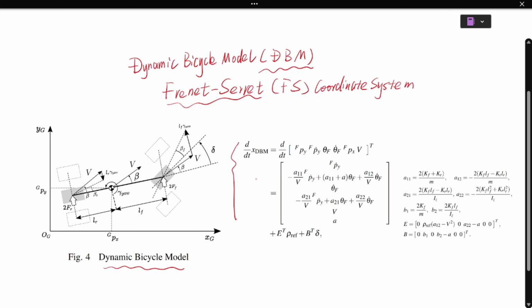We only need to derive these two terms, fpy dot and theta f, the second row and the fourth row. The rest of the other parameters are simple. And also these coefficients. Let me point out upfront that there are errors in these coefficients, so please pay attention to our derivation process.